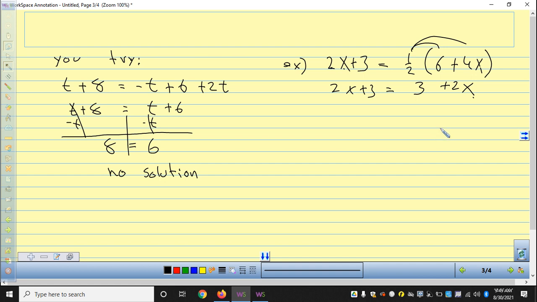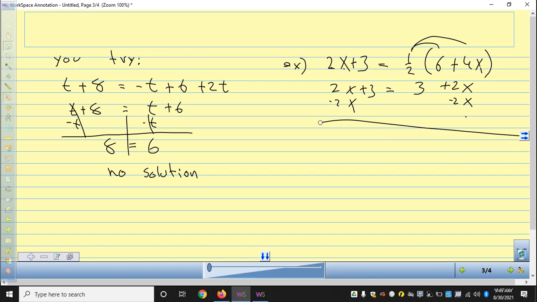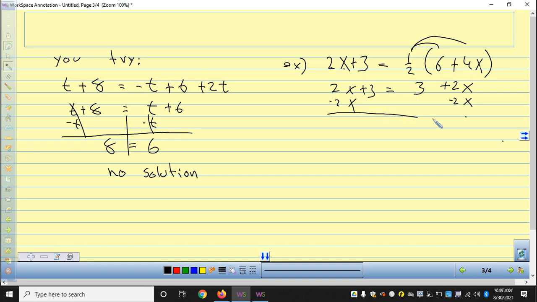And now what do I want to do? Subtract 2. Let's get the x's together. Let's subtract 2x from both sides. There's no solution. Well, wait. Let's be careful. You're close, but we have to be a little more careful here. Those go away. I get 3 equals 3. When does 3 equal 3? Always. So there is a solution.